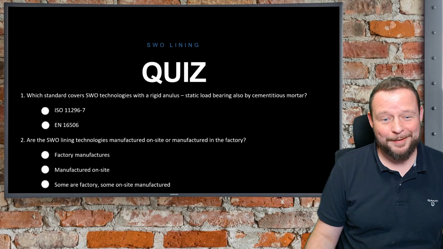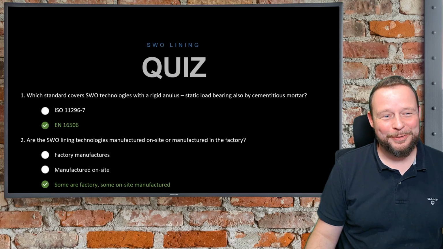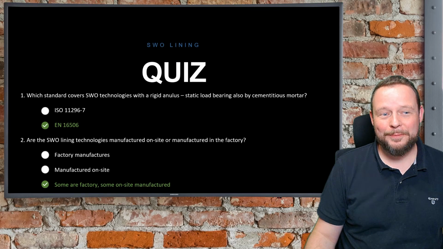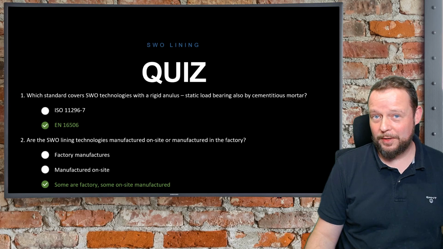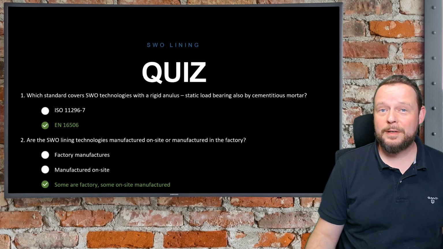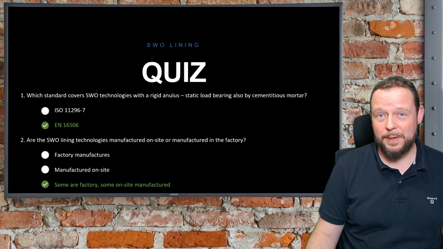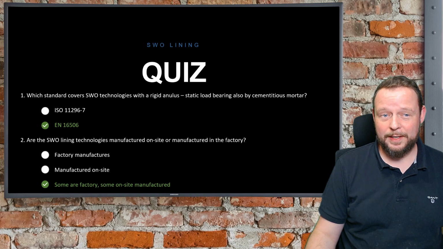I'm just kidding, I will give you the answers for sure. The standard which covers the SWO technologies with the rigid annulus, where the static load is also borne by the cementitious mortar or concrete, is the European standard EN 16506. And as you remember, some of the SWO lining technologies are manufactured on site, some are manufactured in the factory. So that's it for the first block.